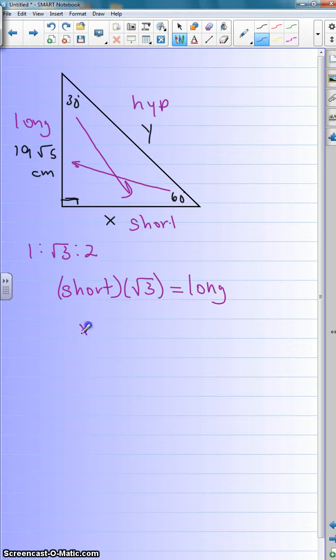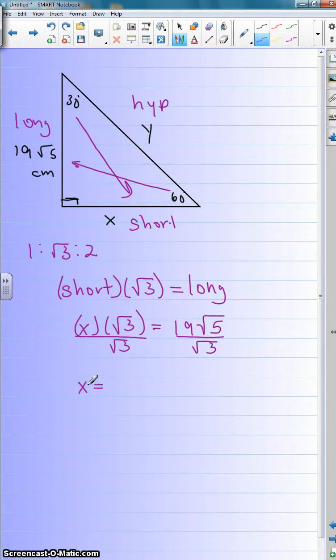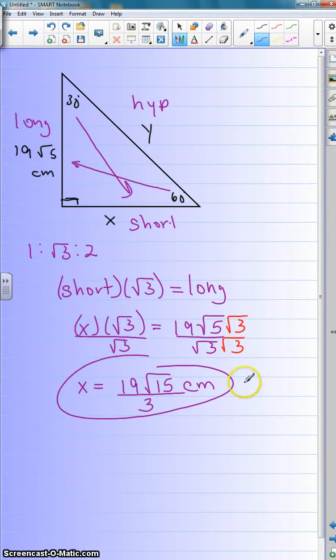So I'm going to go x times the square root of 3, plugging in, equals 19 square roots of 5. Now I have to divide by the square root of 3. So x equals, I'm going to have to rationalize over here because I have a square root of 3 in the denominator, so I'm going to multiply top and bottom by square root of 3. And I get 19 square roots of 15 all over 3. 19 over 3 does not reduce, so that is my answer. This is my short leg.